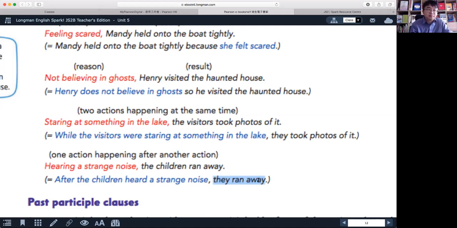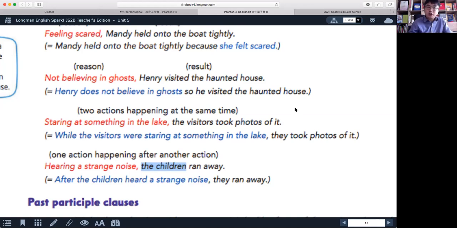Any ideas? If you write "they" here, who are they? Tell me. If you are the reader of your story, who are they? You don't know. As a reader, you don't know who they are. So you have to tell your reader clearly, "the children," not "they." Okay?